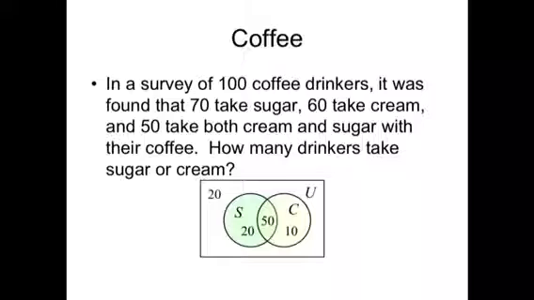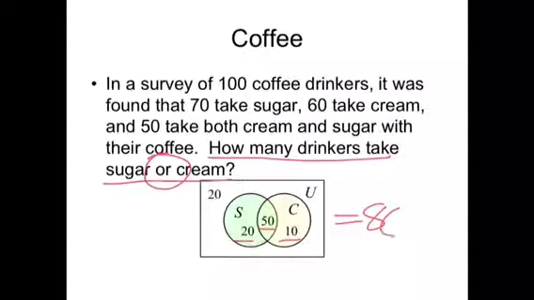And now we can answer the question. So the question is, how many people take sugar or cream? That "or" again implies that they could have sugar or cream or both. So we're going to add all of our numbers within our circles to get a total of 80 people that take their coffee with sugar or cream.